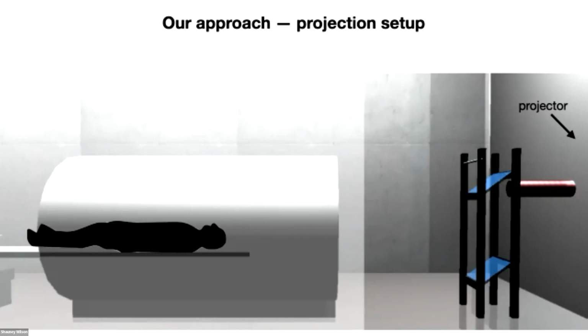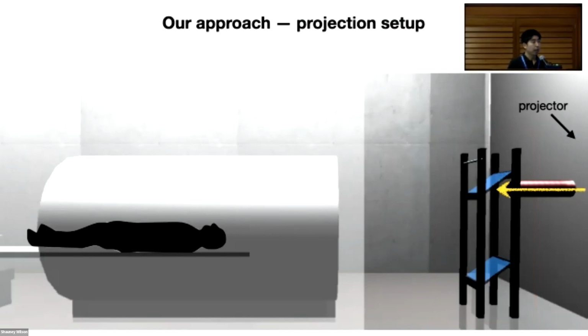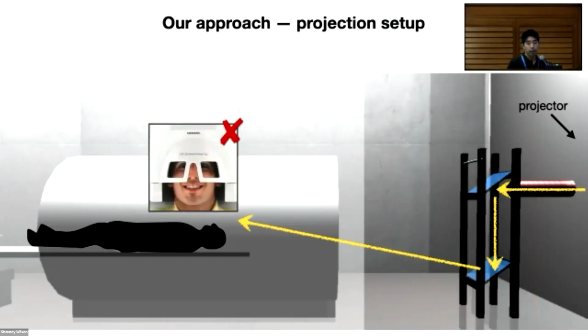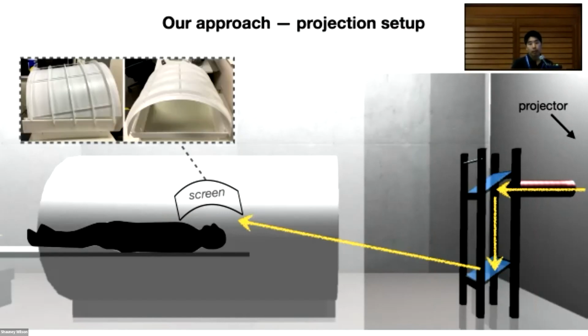So here's what we did. First, we installed a pair of angled mirrors where the projected image comes through the pipe. And using this, we bounced off the image directly to the scanner. And then we removed the top head coil because it was blocking the peripheral view. And instead, yeah, we thought it was bold, but it's working. Instead, we replaced it with a custom-built screen that looks like this.